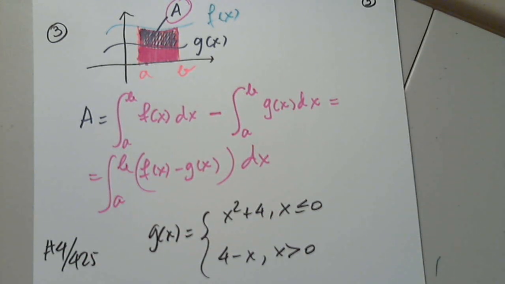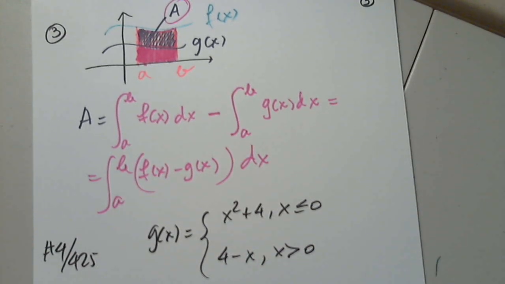Find the area under the graph of g only over negative 6 to 4. So negative 6 to 4. Very good. Good pick. Thank you.